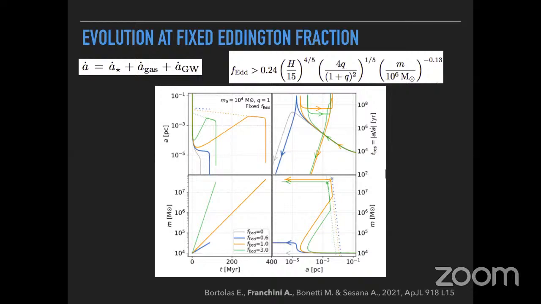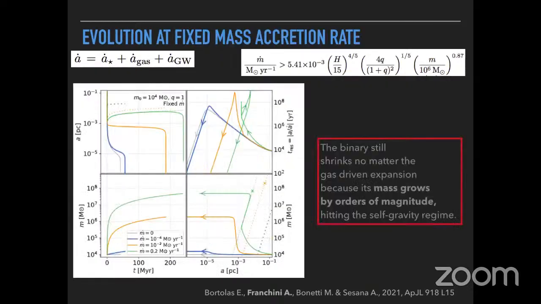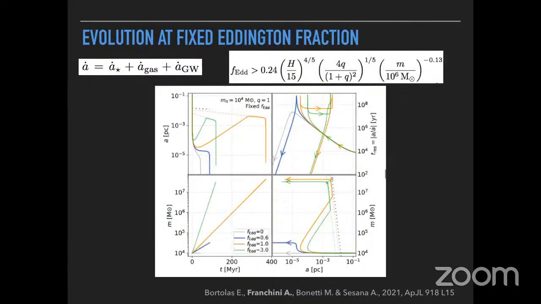In the last slide, the 0.2 solar mass per year for a 10⁴ solar mass black hole. Isn't it too high an accretion rate? It is very high. Yes, we had to push it to see expansion.